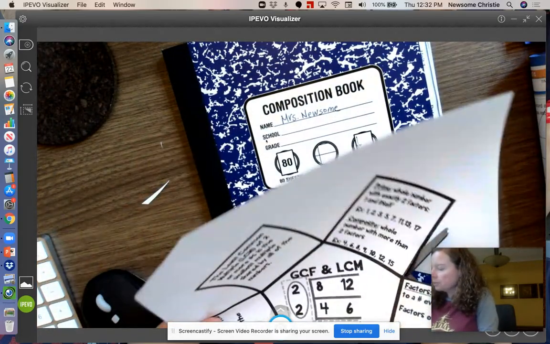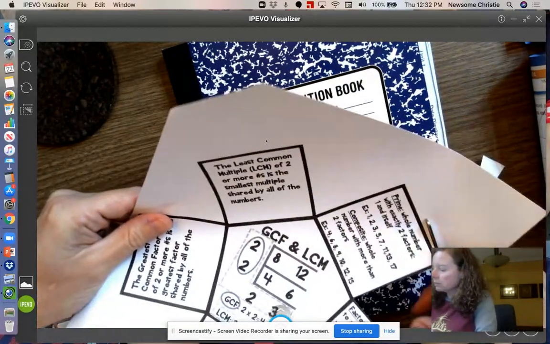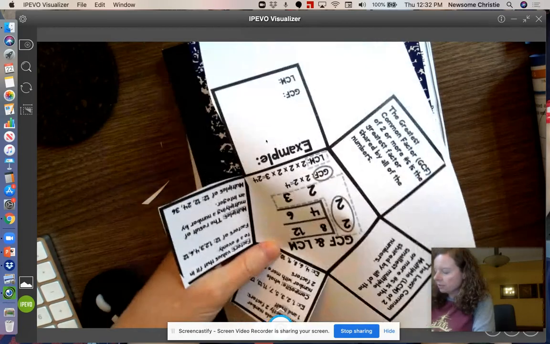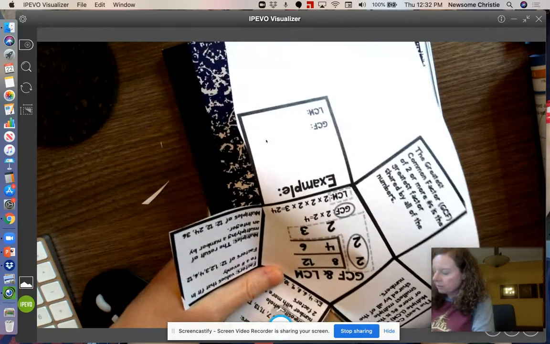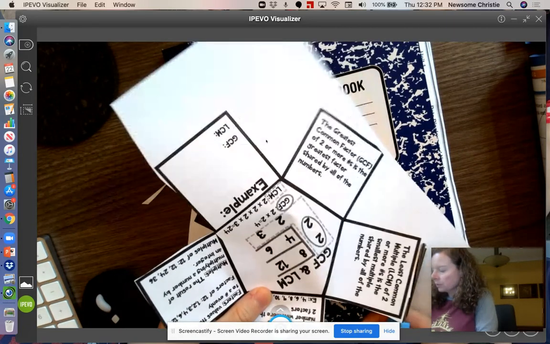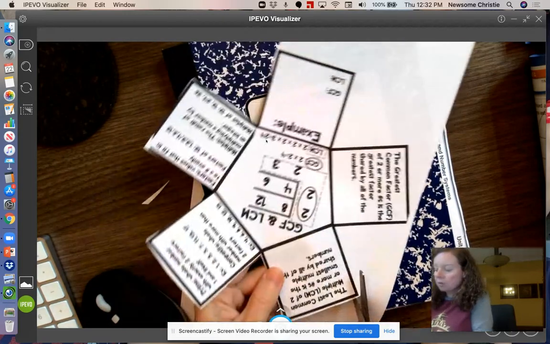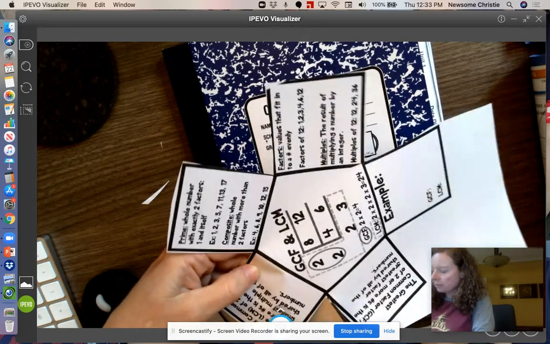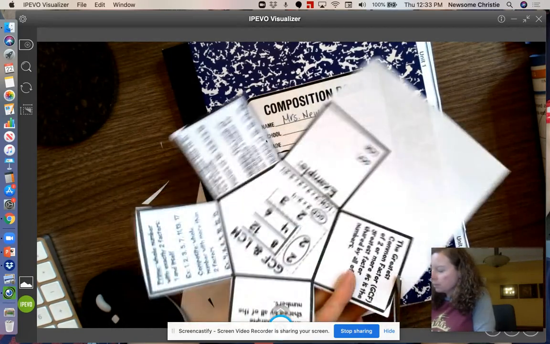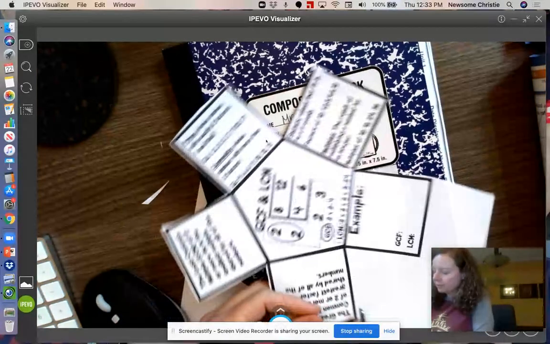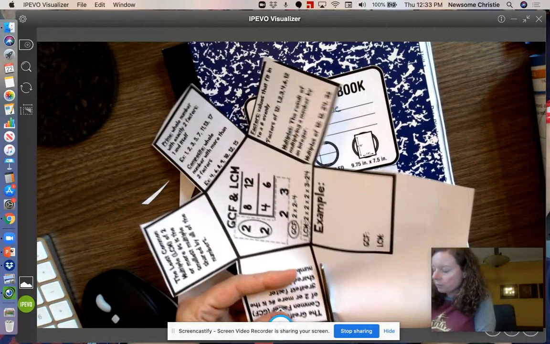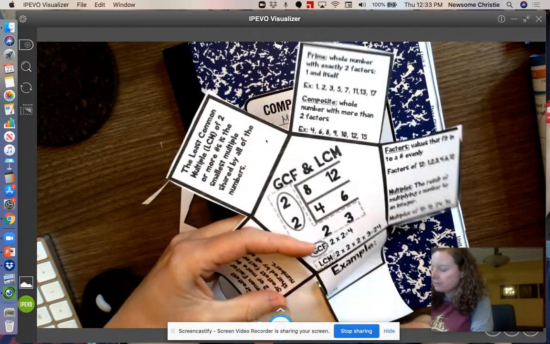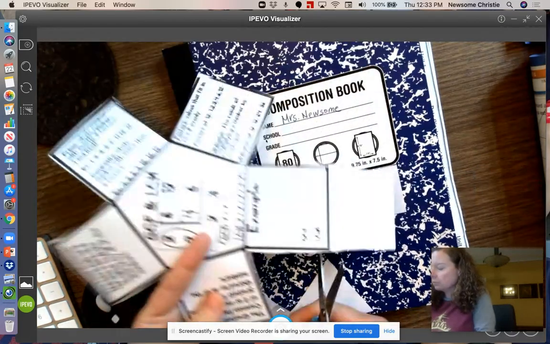So yesterday we talked about greatest common factors, which is the largest factor that 2 numbers have in common. Today we're going to talk about least common multiple. So least meaning the smallest, common meaning they share it. And then today is about multiples instead of factors. Multiples are when you count by a number. Factors are what divides evenly into a number.